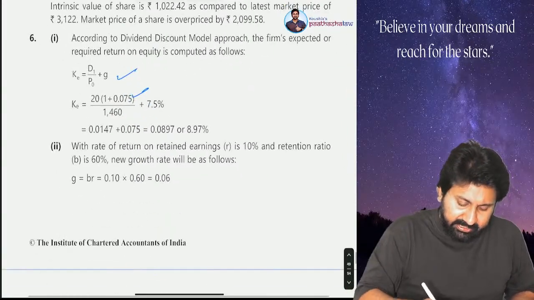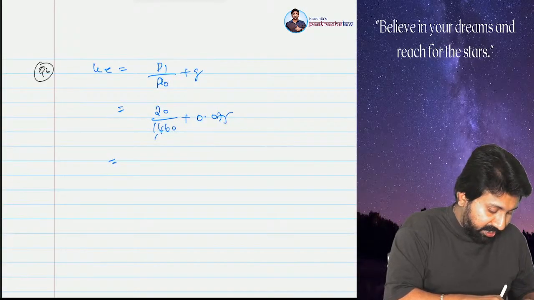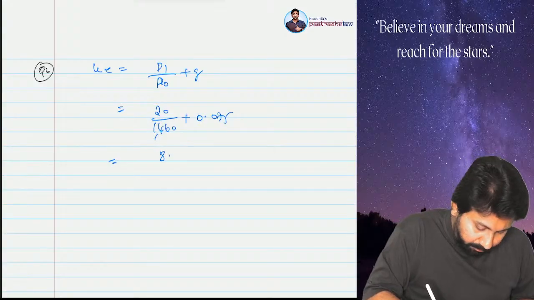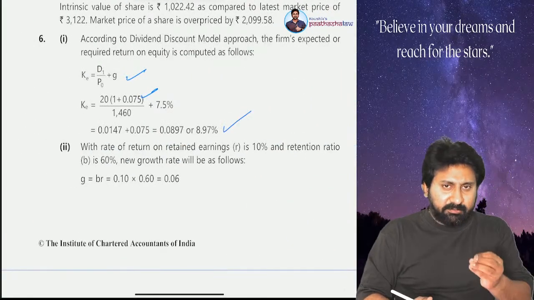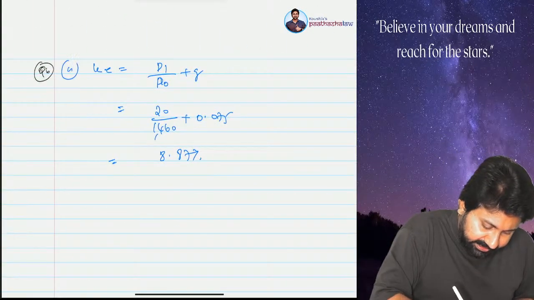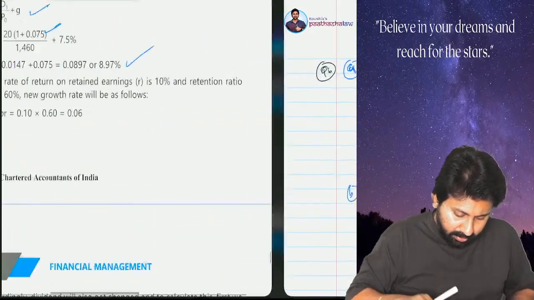So in that case, slightly our answer will change, and moreover, our answer is more correct than what Institute has done. So it is 8.87%. Here they got 8.97%. A small little change will come. Okay, 1 point is over. This is A bit. Come to the B bit now. Come to the B bit.